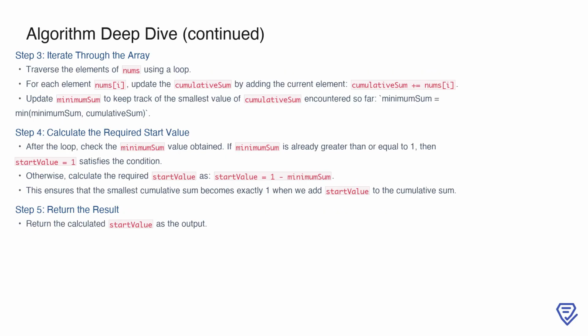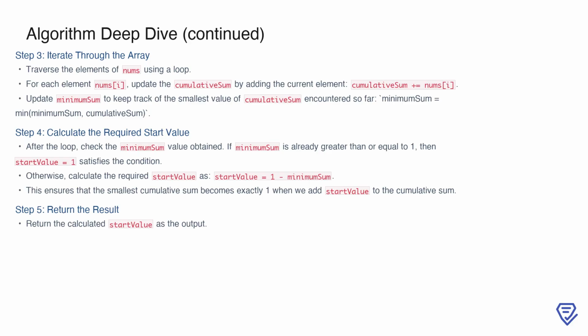Now, let's break the solution into concrete steps. First, we initialize two variables: cumulative sum to 0, which will keep track of the running total as we iterate through the array, and minimum sum, which will record the lowest value of the cumulative sum encountered. Next, as we loop through the array, we update the cumulative sum by adding each element, nums[i]. After updating, we compare the current cumulative sum with minimum sum and update minimum sum to always hold the smallest value seen so far.